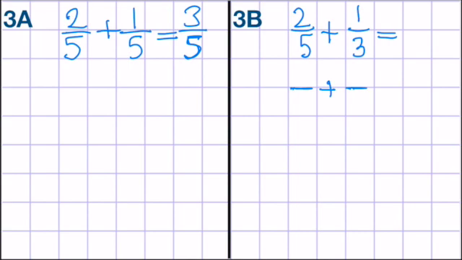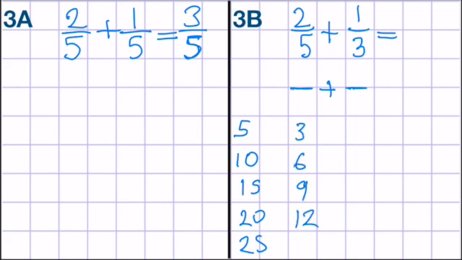I'm going to write the first 5 multiples. 5, 10, 15, 20, 25. And for my 3s, 3, 6, 9, 12, 15. I need to now find a common multiple of 5 and 3, so a multiple which is the same. And I can spot there that it's 15. So our new denominator is 15.